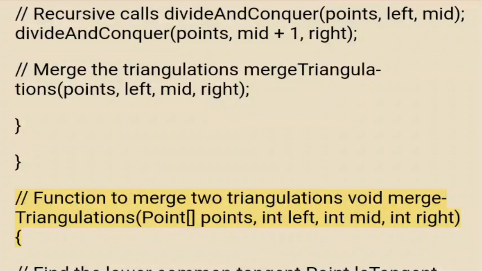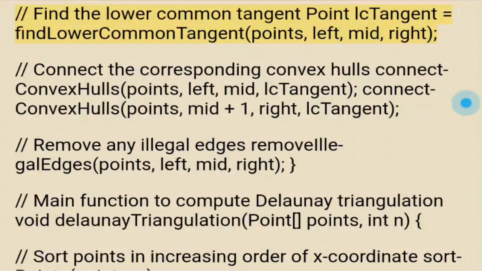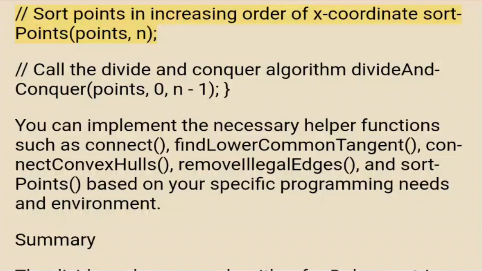Function to merge two triangulations: void merge_triangulations(points, int left, int mid, int right). Find the lower common tangent: LC_tangent equals find_lower_common_tangent(points, left, mid, right). Connect the corresponding convex hulls: connect_convex_hulls(points, left, mid, LC_tangent), connect_convex_hulls(points, mid + 1, right, LC_tangent). Remove any illegal edges: remove_illegal_edges(points, left, mid, right). Main function to compute Delaunay triangulation: void delaunay_triangulation(points, int n). Sort points in increasing order of x-coordinate: sort_points(n). Call the divide and conquer algorithm: divide_and_conquer(points, 0, n-1).